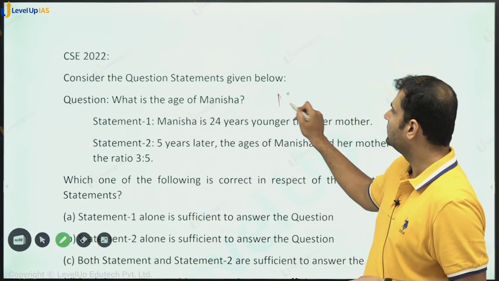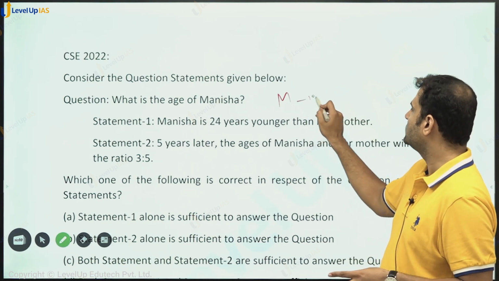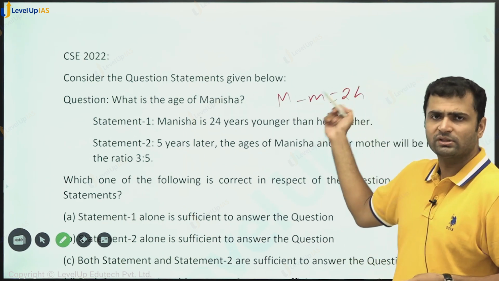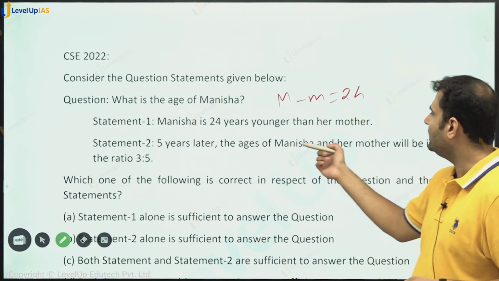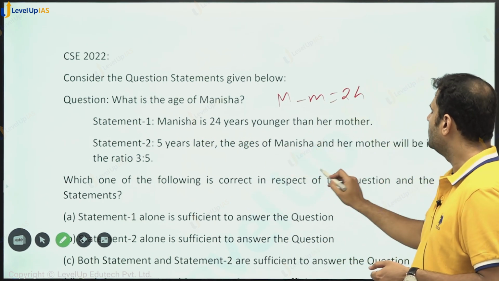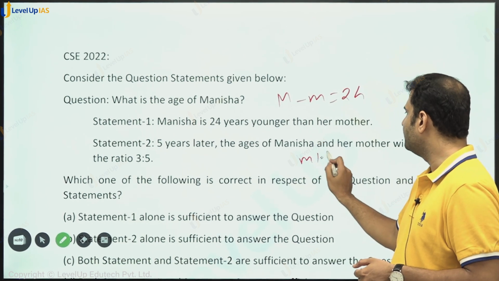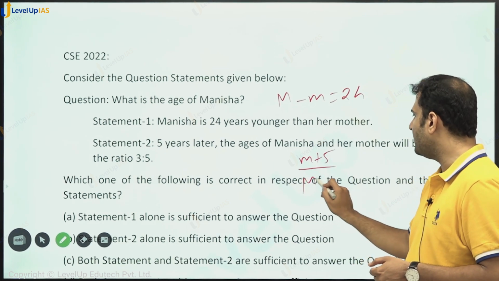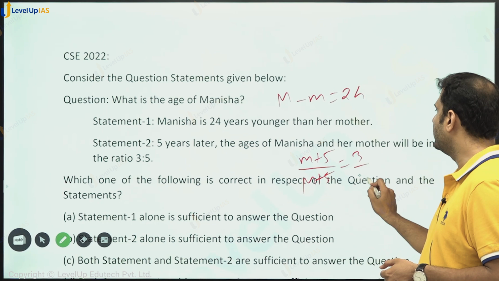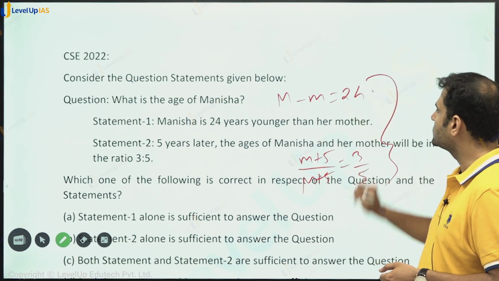So mother minus Manisha is 24. The mother is 24 years older. Second, 5 years later, ages are in the ratio 3:5. 5 years later Manisha would be m plus 5, mother would be capital M plus 5, and the ratio is 3/5. And now we have 2 equations.